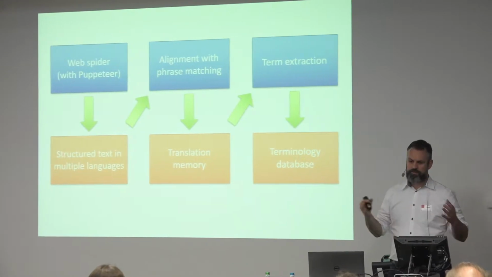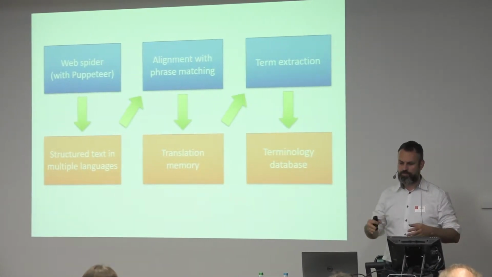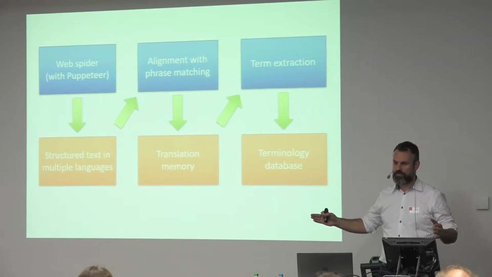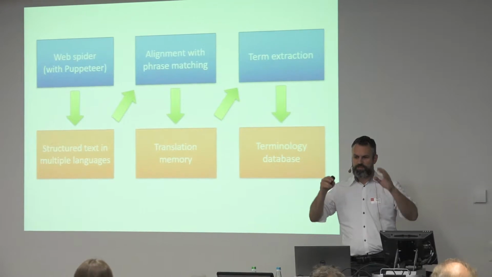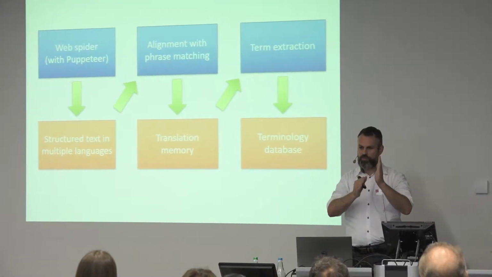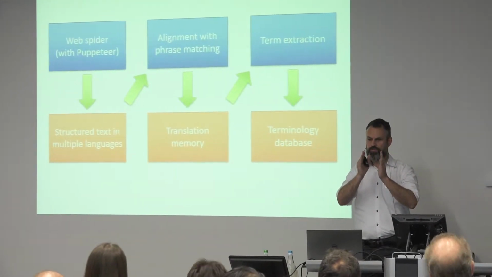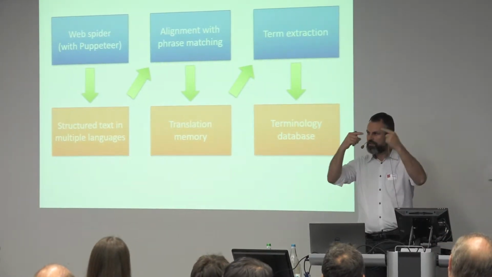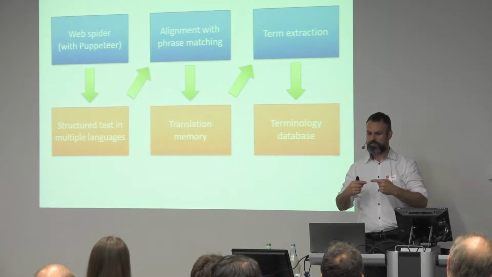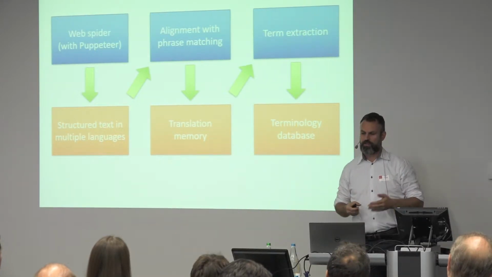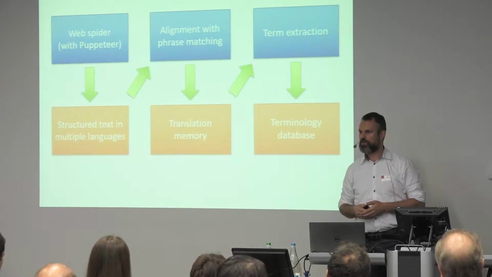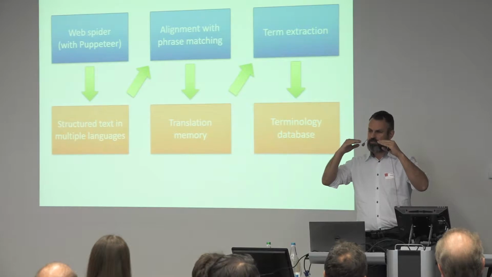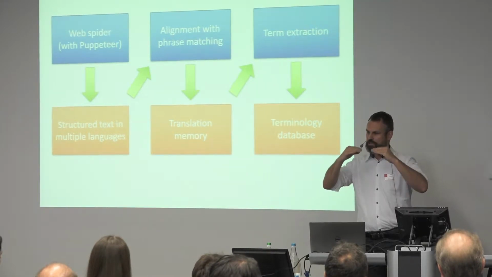Once we got this, we have the structure, we have the data in multiple languages, but it's one big mess because you don't know what belongs together. So we need to align the website. Which website is the German version of this English version? Once we have this, we have to align all the sentences. Which sentences belong to each other? That's the phrase matching. From there, we get the translation memory. And the translation memory is where we have all the translated sentences.